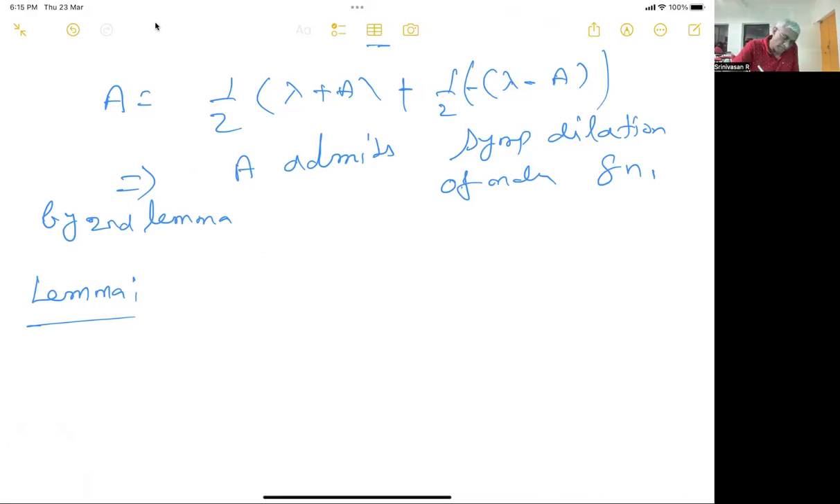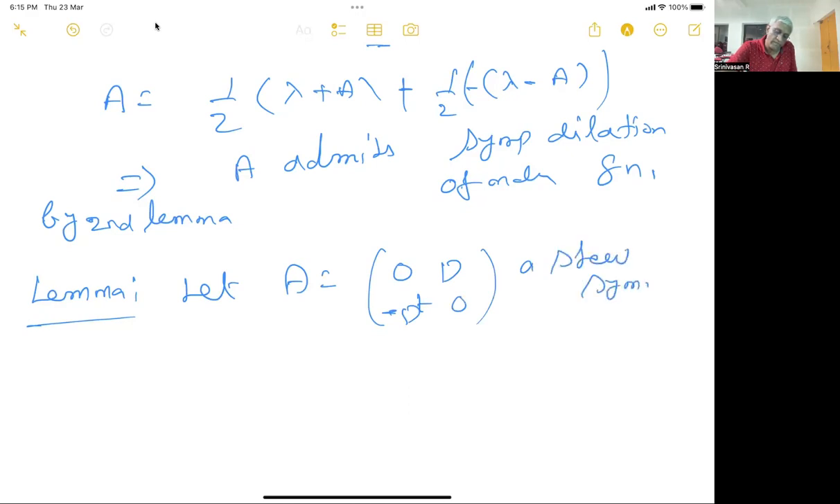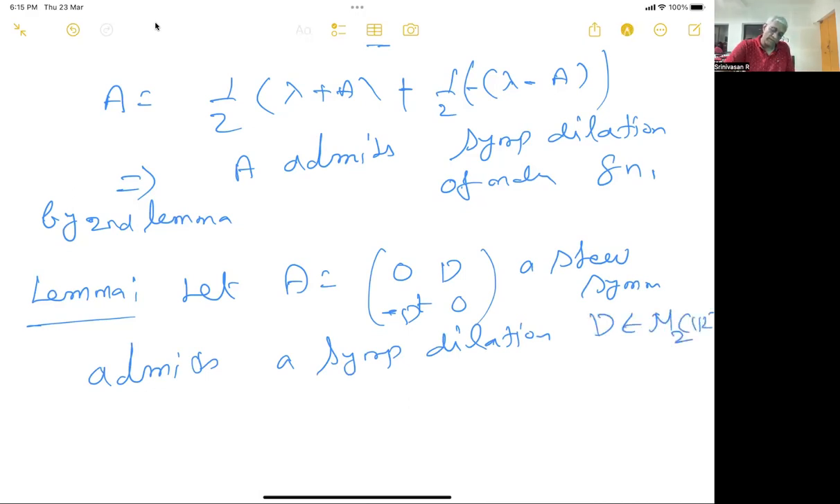The final lemma. Let A equal to 0 D minus D transpose, where D is in M2. Then A admits a symplectic dilation of order 8, I think.